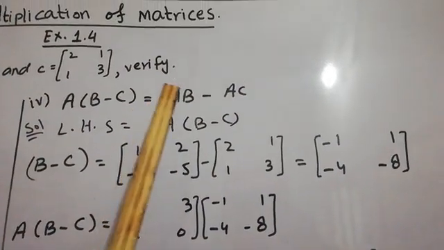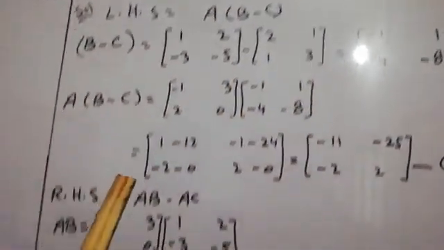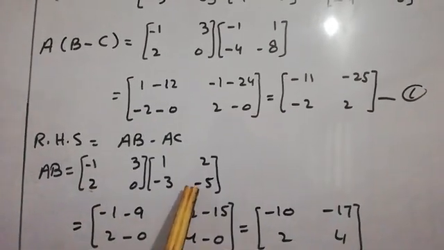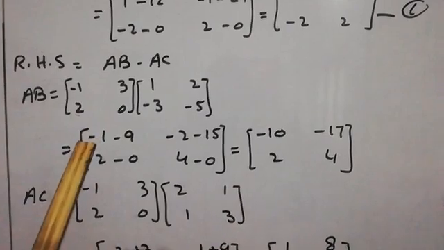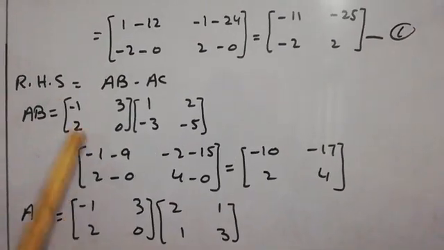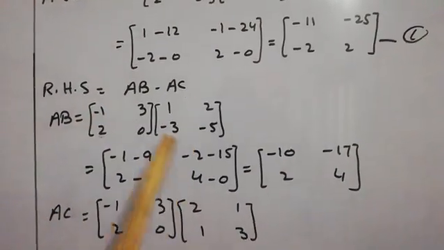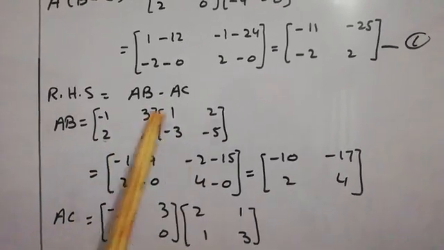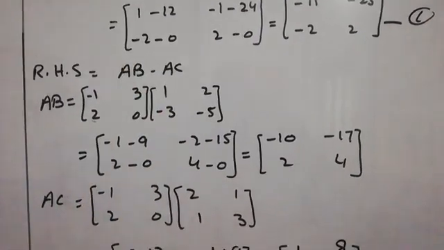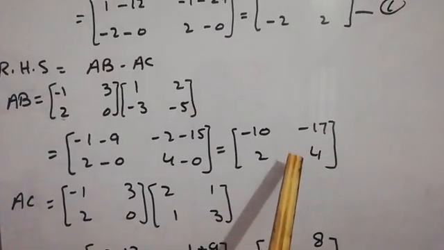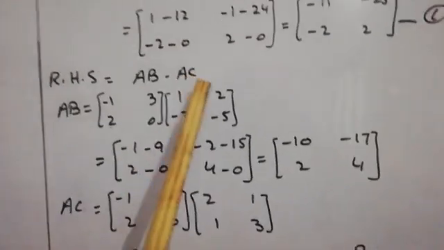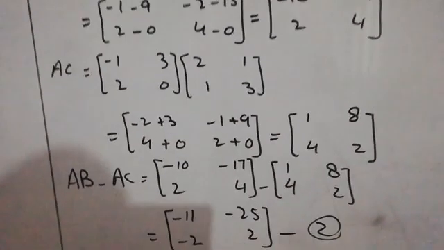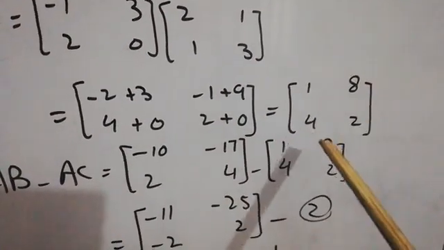Now consider the right hand side, which is equal to AB minus AC. Now my dear students, we will first multiply AB, which means matrix A will be multiplied by matrix B with the previous rule. We will get 1 1s are 1, 3 3s are 9, 1 2s are 2, 3 5s are 15, 2 1s are 2, 0 3s are 0, 2 2s are 4, 0 5s are 0. Okay, now we will find the matrix AB. And now multiply AC, matrix A with matrix C, and we will get the answer of AC is 1 8 4 2.